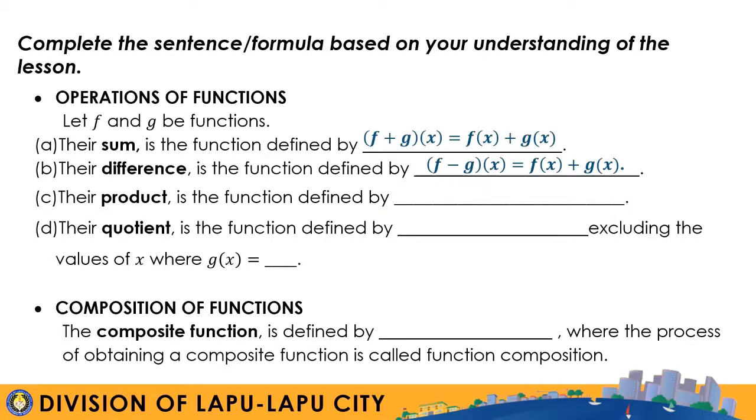C. Their product is the function defined by what? Correct. The quantity of f times g of x equals f of x times g of x. D. Their quotient is the function defined by what? Nice. The quantity of f over g of x equals f of x over g of x. Next, composition of functions. The composite function is defined by what? Very good. It is defined by f composed of g of x equals f of g of x, where the process of obtaining a composite function is called function composition.